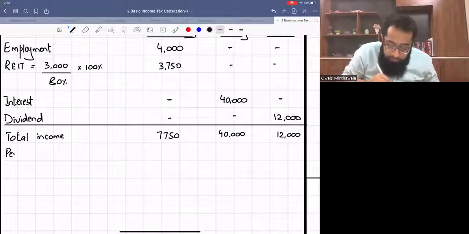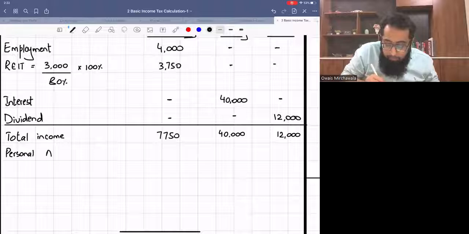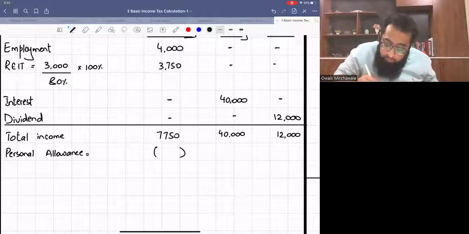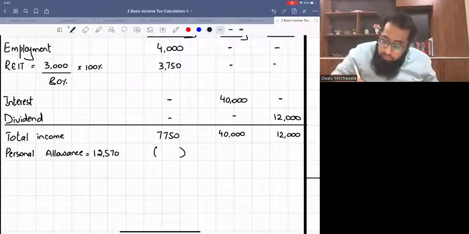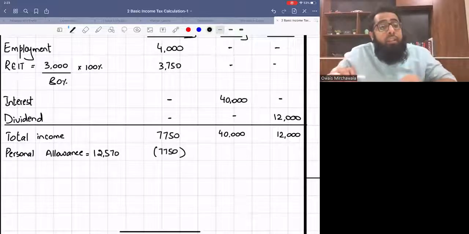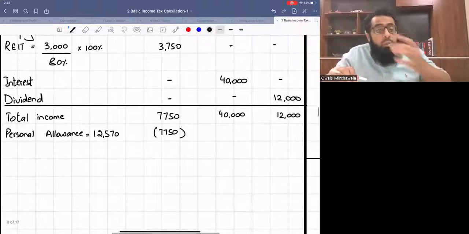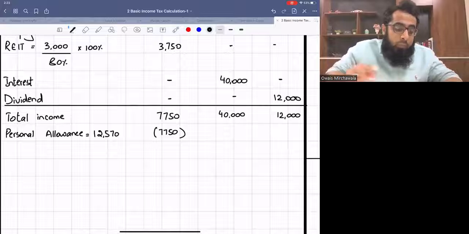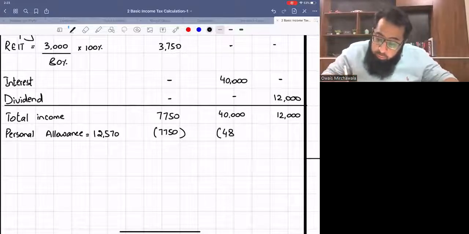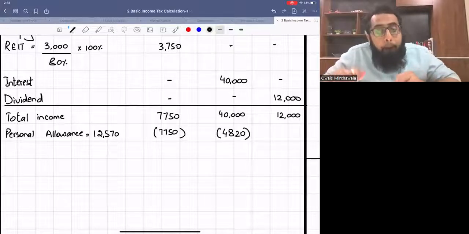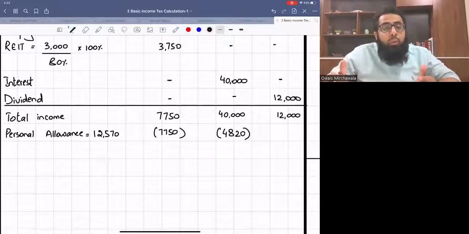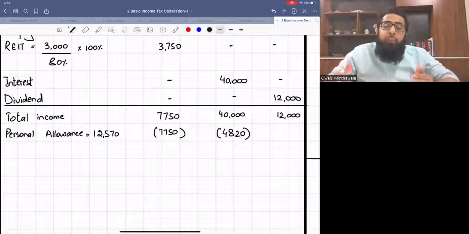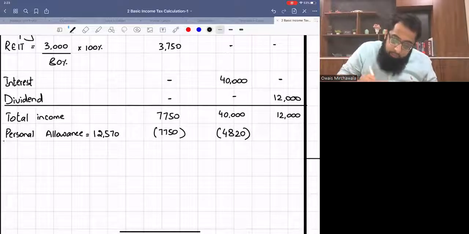Now we will deduct the personal allowance from it, which is 12,570. But obviously the non-saving income is insufficient. So we deduct 7,750 from non-saving and the remaining personal allowance, 4,820, from saving. 12,570 is the personal allowance, 7,750 goes from the non-saving, and the remaining 4,820 goes from the saving income.